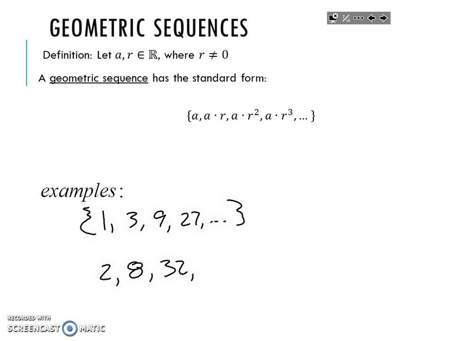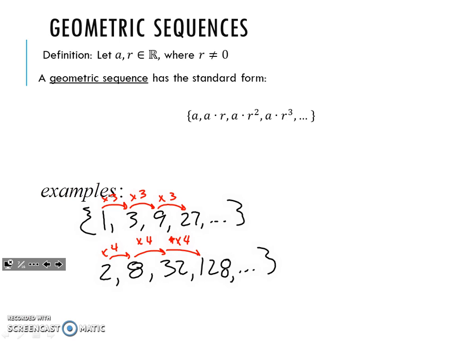32 times 4 be 128. I kind of just gave away what we're doing for our geometric sequences. But for geometric, I'm going to be multiplying by 3. I'm going to be multiplying by 4. So arithmetic is going to be adding. Whoops, I just drew a plus sign. Forget that. Arithmetic is going to be adding. Geometric is going to be when you are multiplying.